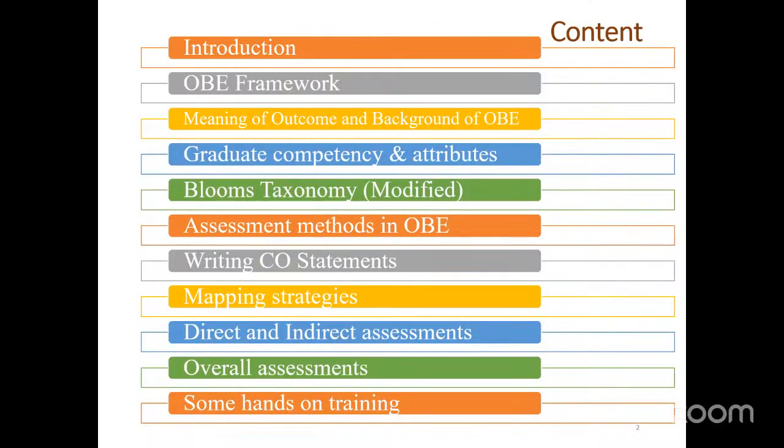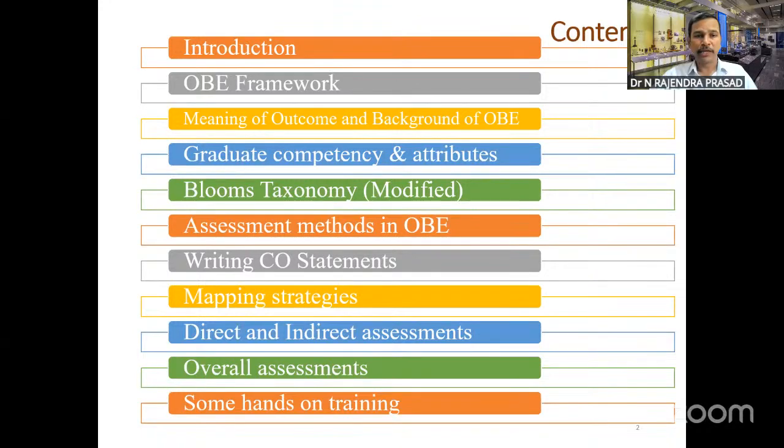Outcome-based education framework and meaning of outcome and background of outcome-based education, the graduate competency and the attributes, Bloom's taxonomy, modified Bloom's taxonomy, that is very important, especially for the present scenario of higher education system. How do we assess the learners under the outcome-based education framework?